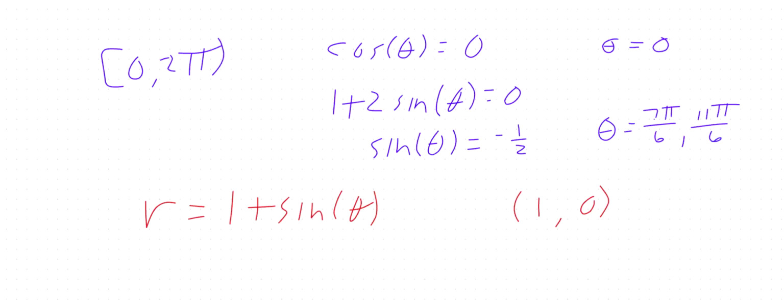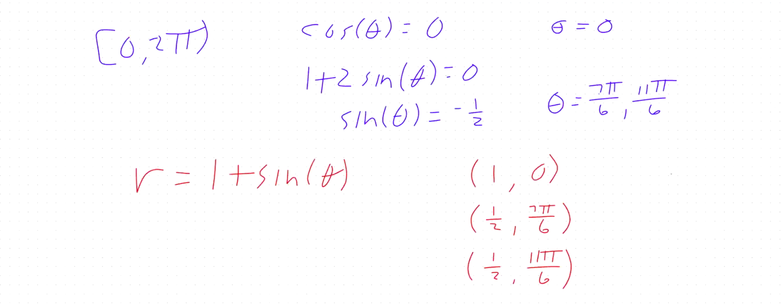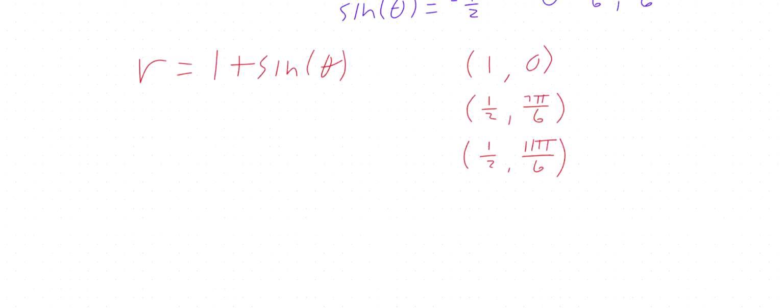Then when we plug in 7 pi over 6 and 11 pi over 6, our sine is a negative 1/2. So 1/2, 7 pi over 6, and 1/2, 11 pi over 6. Potentially. We'll come back to these points in a minute. Let's look at our vertical.